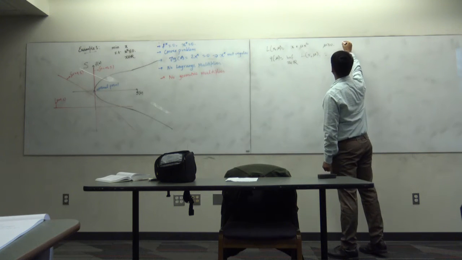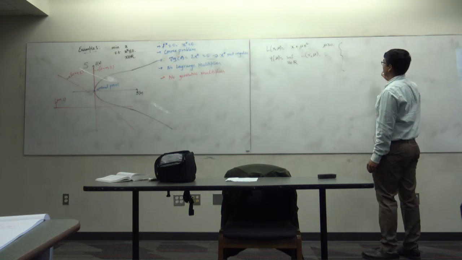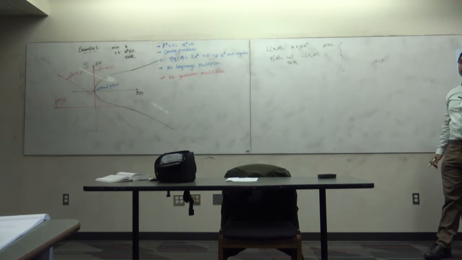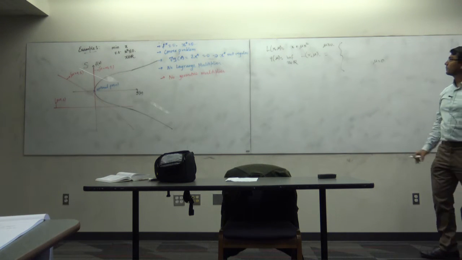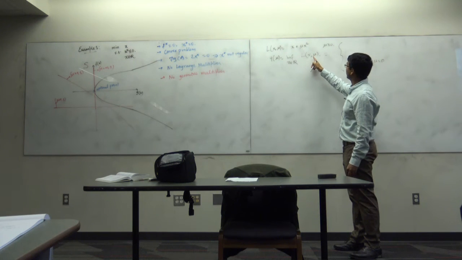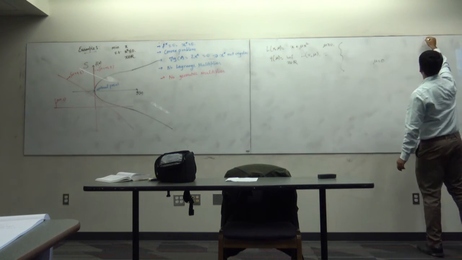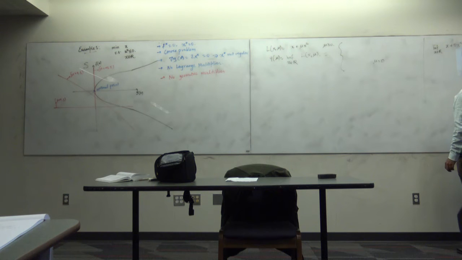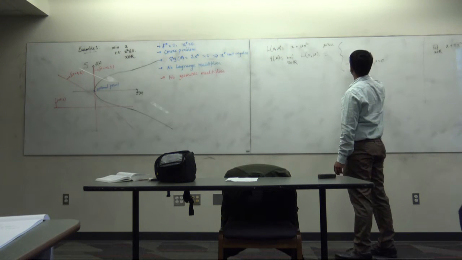Which is given by, so what happens when mu equals 0? What's the inf of the Lagrangian when mu is equal to 0? Let's do the calculation here. I want to find the inf over x in R of x plus 0 x square. So that is inf over x in R. What's the inf? Minus infinity. So I have minus infinity here.